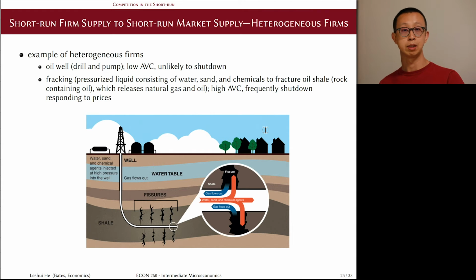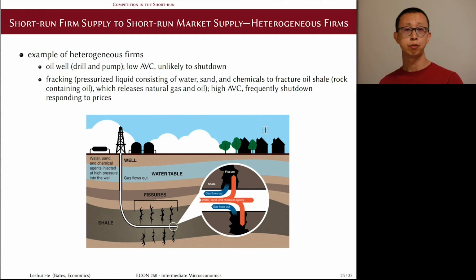A newer method is fracking, which drives much of the surge in oil production in the US during the past decade or so. Fracking is a very different technology that pushes pressurized liquid with water, sand, and chemicals to fracture oil shale that are located much closer to the surface of the ground. It has a much lower fixed cost, but much higher variable cost to operate.